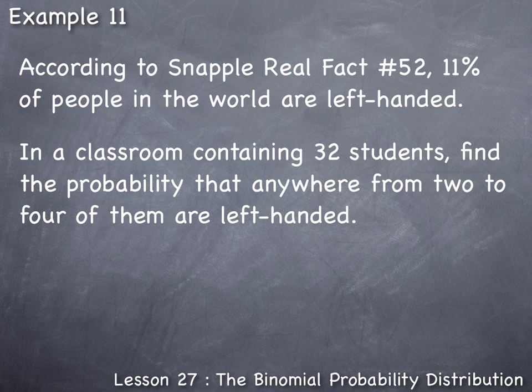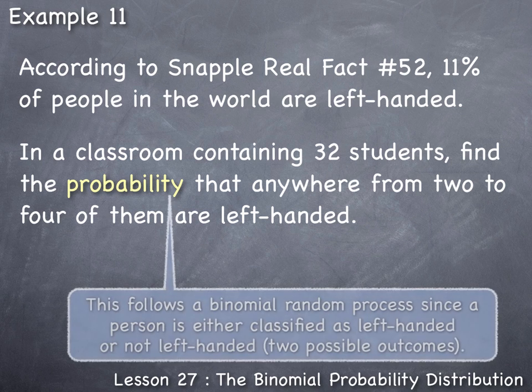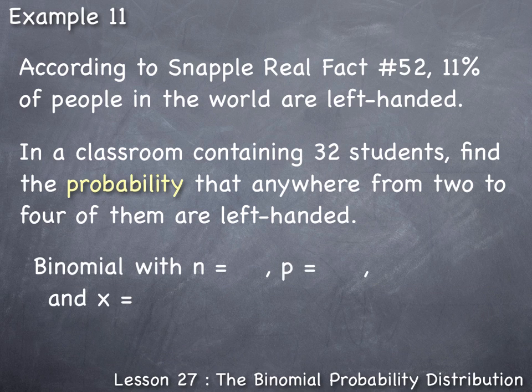So in this problem, we're trying to find a probability. Well, this follows a binomial random process since a person is either classified as left-handed or not left-handed, providing two possible outcomes. So the binomial probability distribution can be used to calculate this probability. In order to use that, we need to know the value of the three variables, n, p, and x.